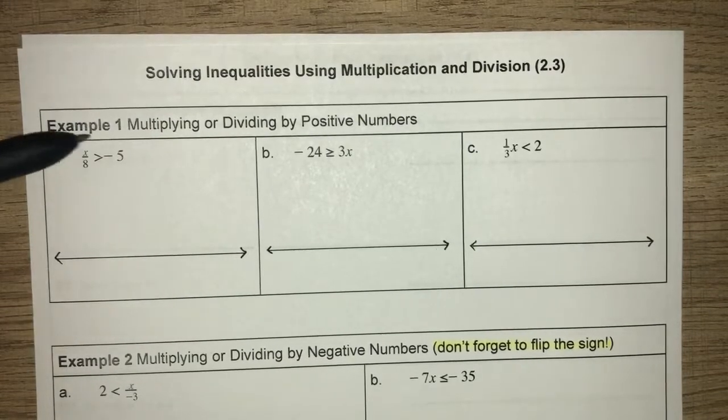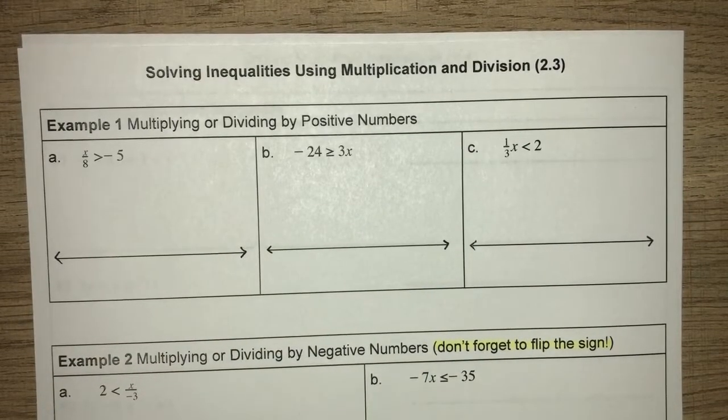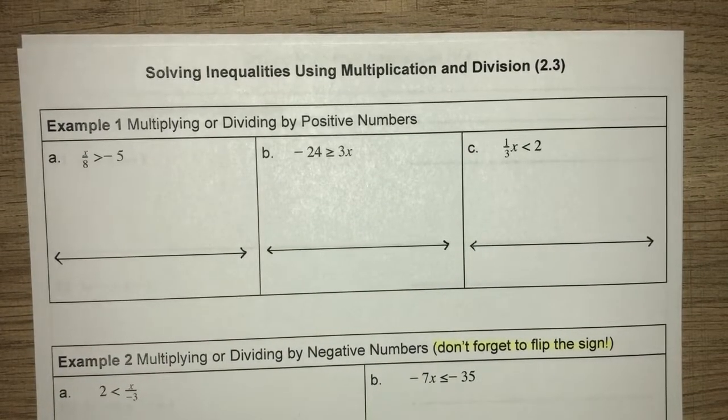The next section we're going to talk about is solving inequalities using multiplication and division. In the textbook, this is section 2.3. So example 1 is multiplying or dividing by positive numbers. Example 1a is x over 8 is greater than negative 5. We want to solve this inequality and graph it.